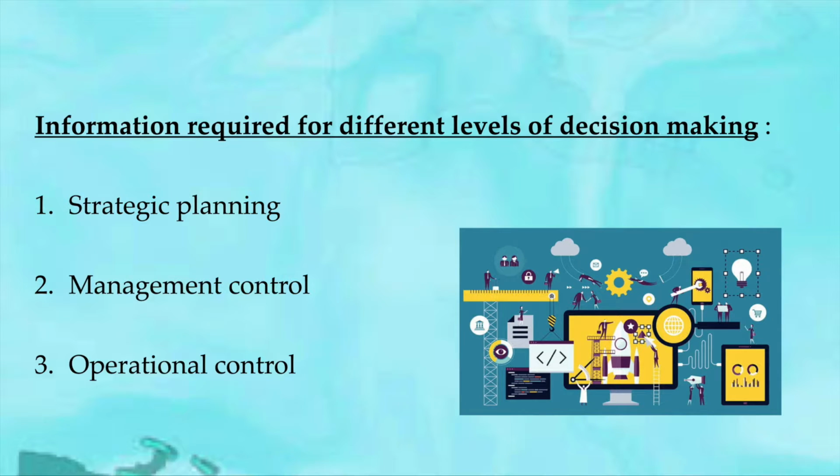So information is required for three different kinds of decision making. Number one, strategic planning, where I'm looking five years ahead, which is very long term. Management control, where I'm looking at the short term, maybe within a year or half yearly. And the third focuses on operational control, that means day to day operations, so I'm concentrating on raw materials used, the number of hours worked by the laborers, etc.